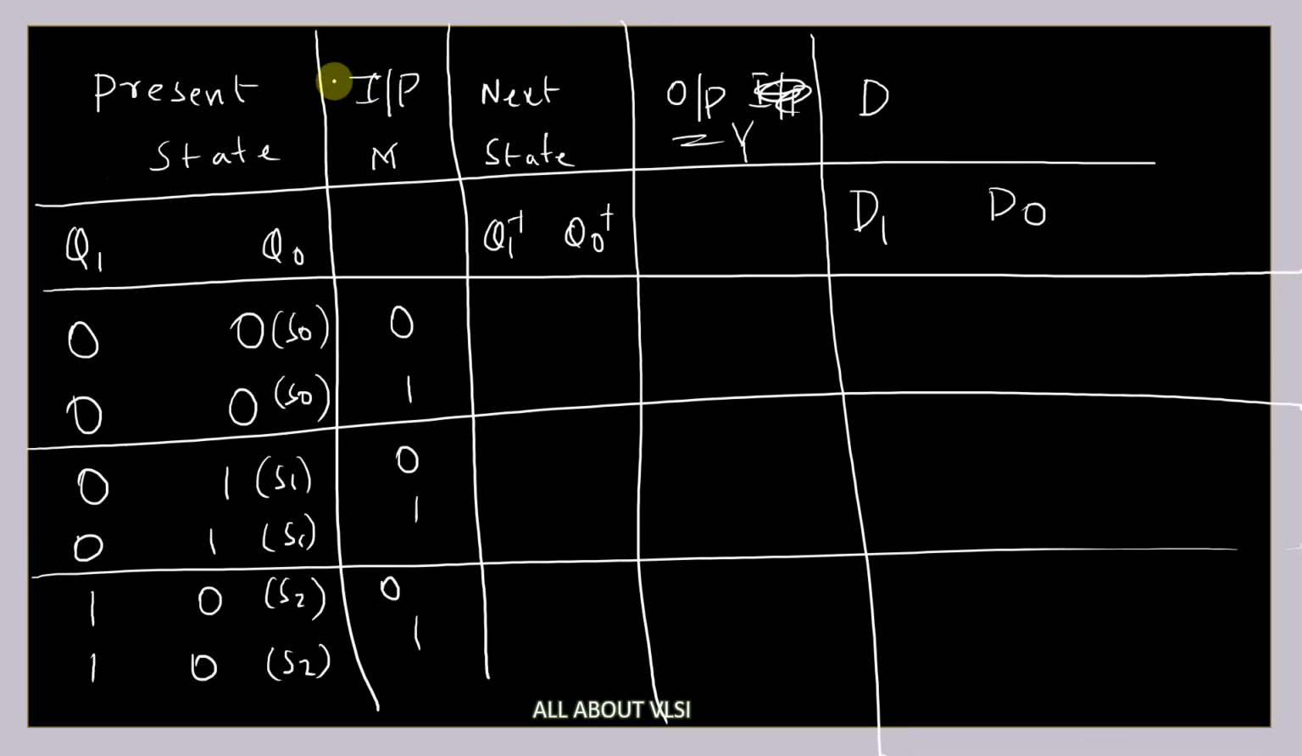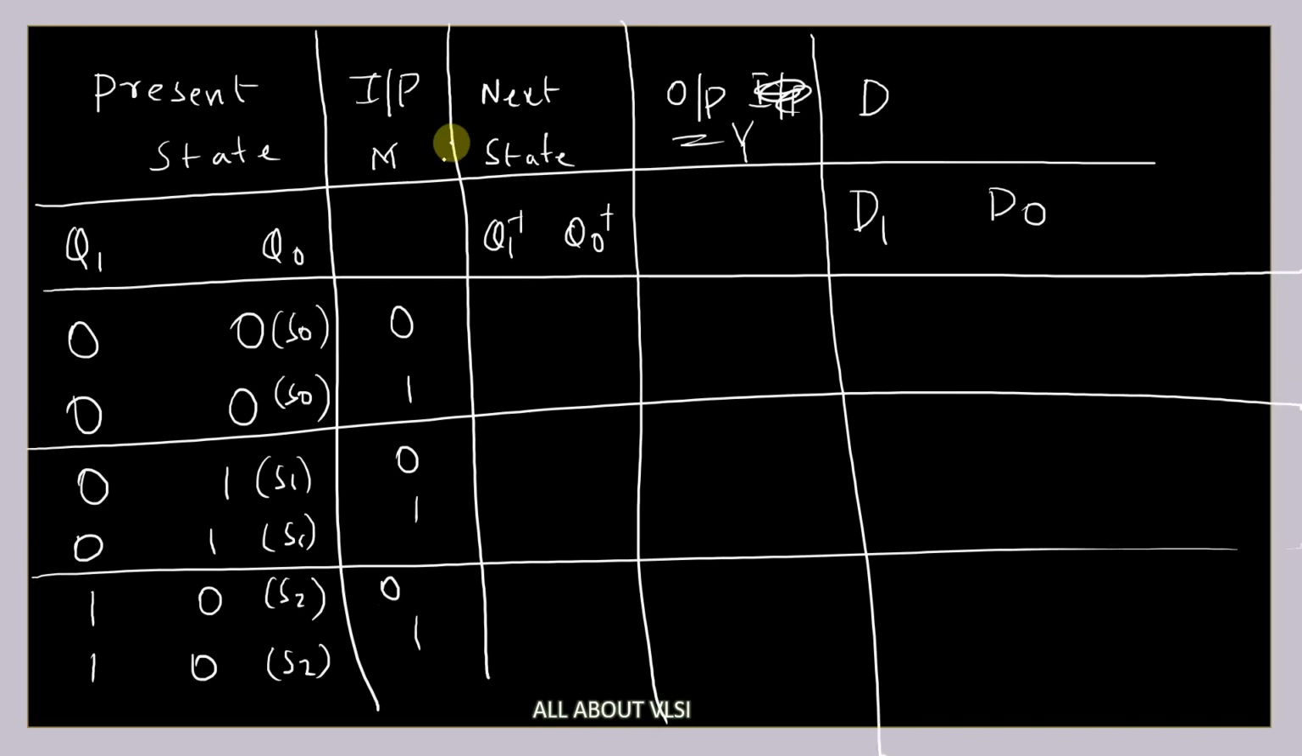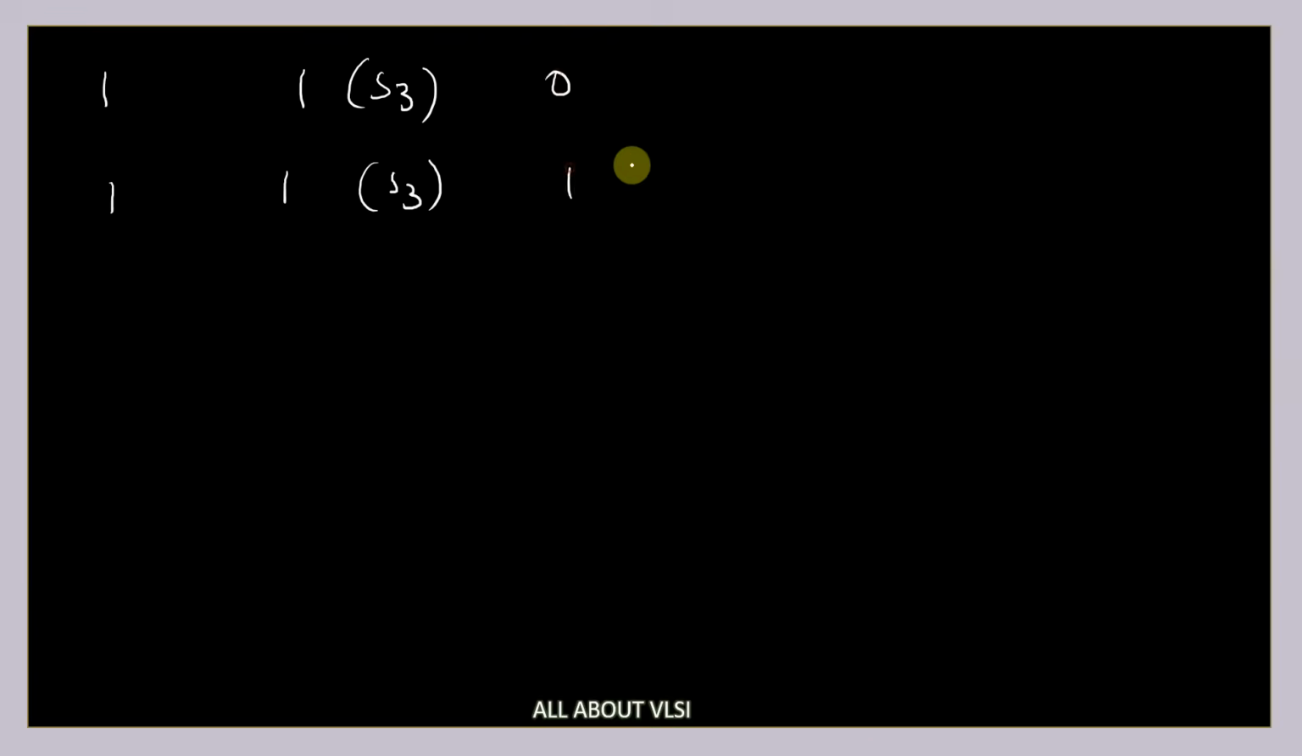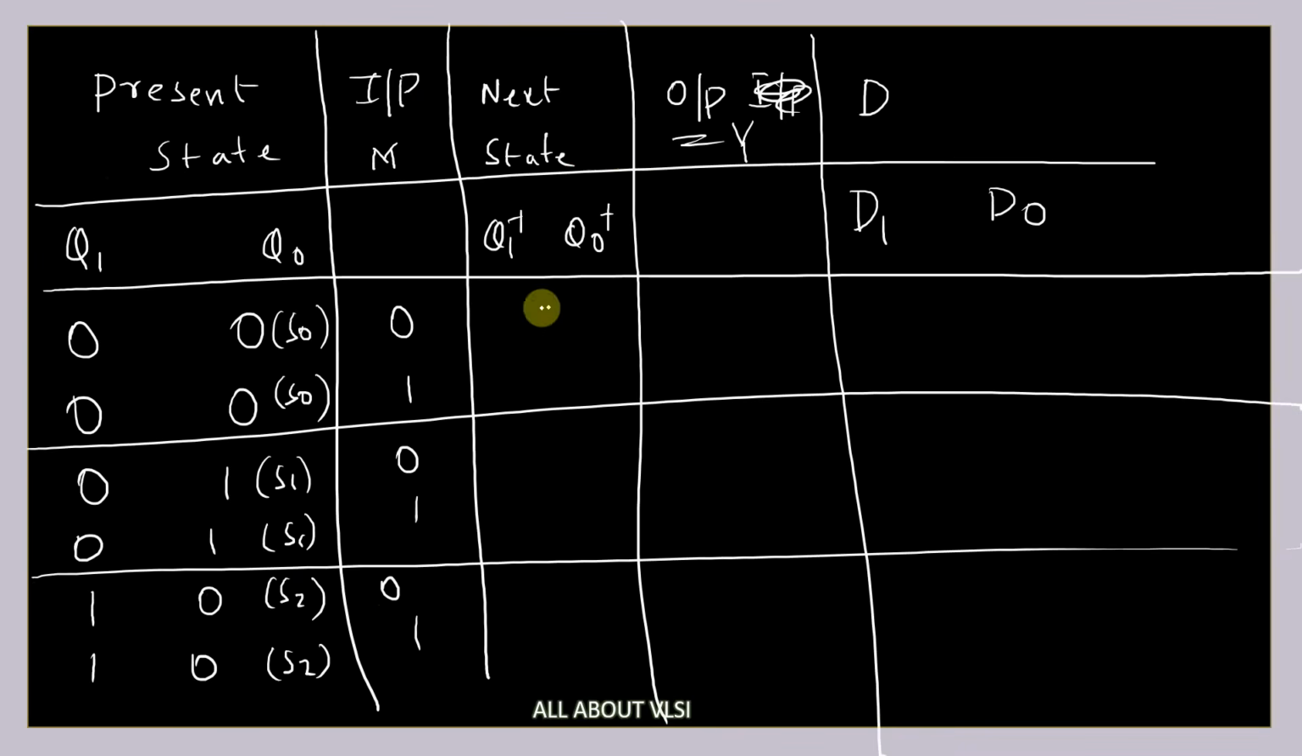Generally, we neglect this table. We don't look into it because we feel it's not necessary, but it is very important to understand the concept behind our Verilog coding. That's why I'm taking this. Input is 0 and 1. Now, what is our next state?